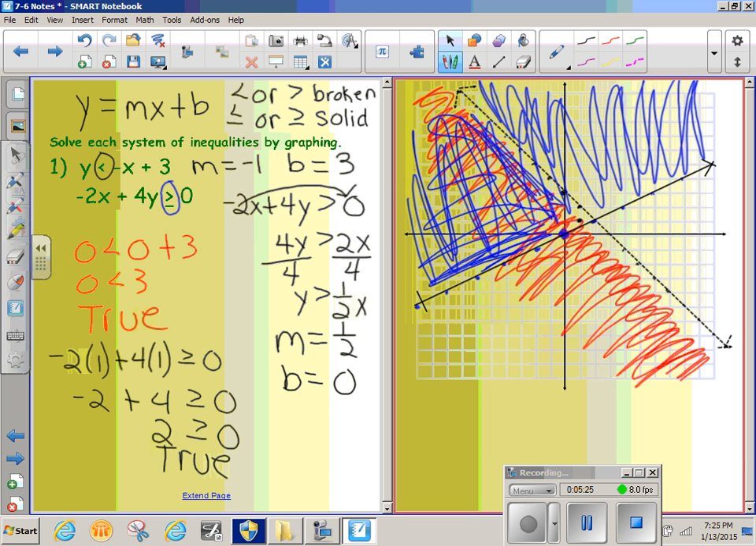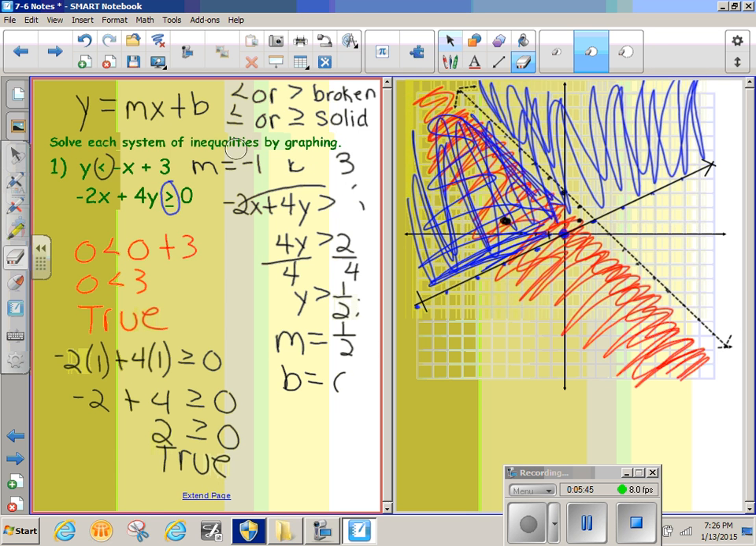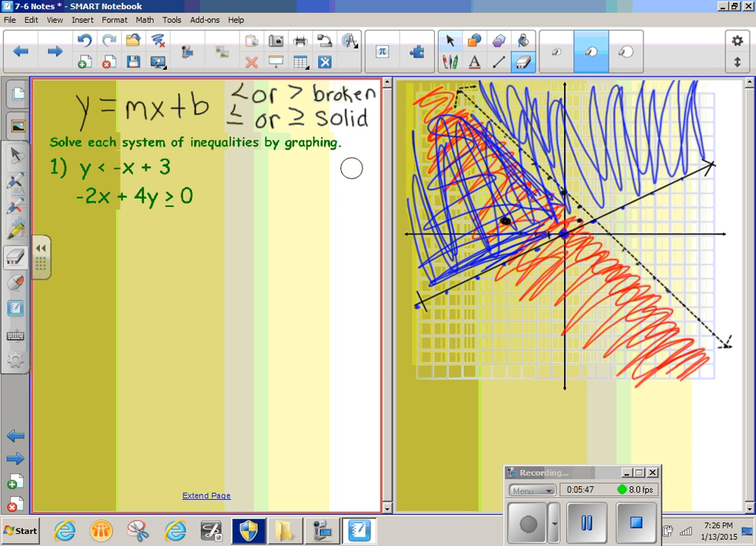So just to make sure that we did this correctly, I'm going to choose a point in that area. Let me go back to the origin. I'm just going to choose (-4, 1). Okay, so from here I need to test it. You don't have to do this every time, but we're just proving that it works in this case.